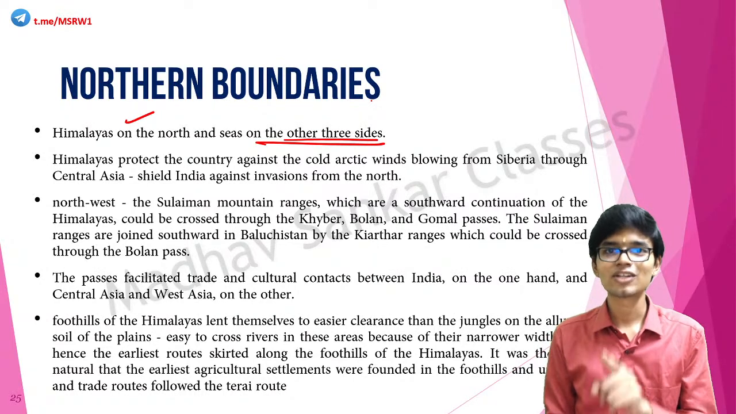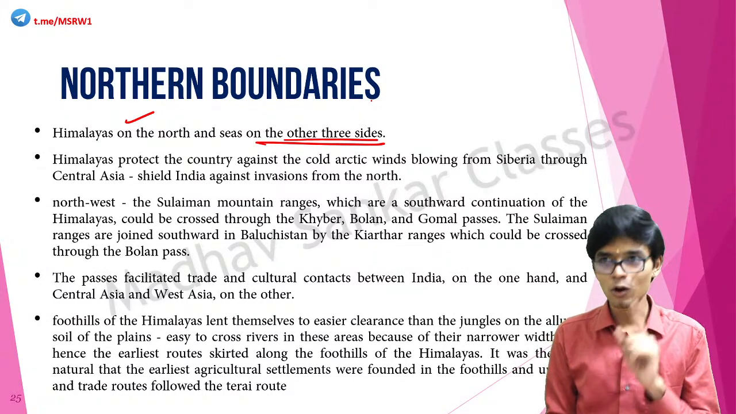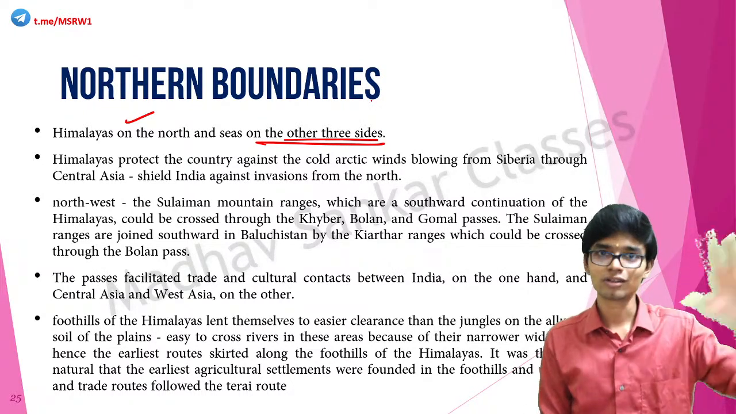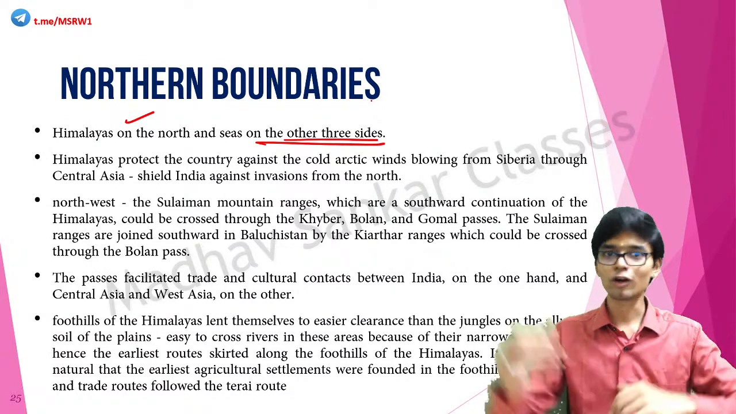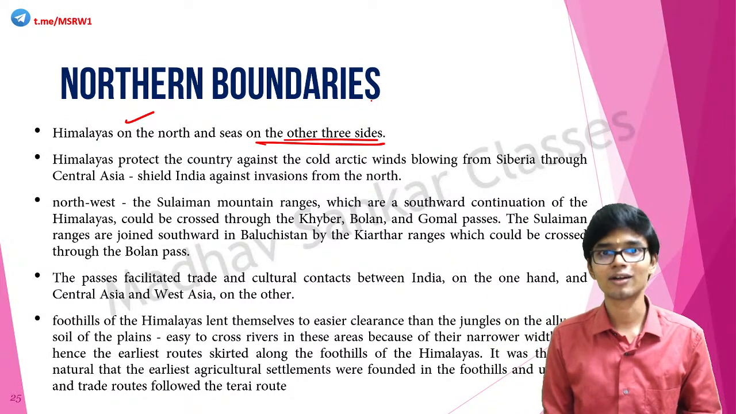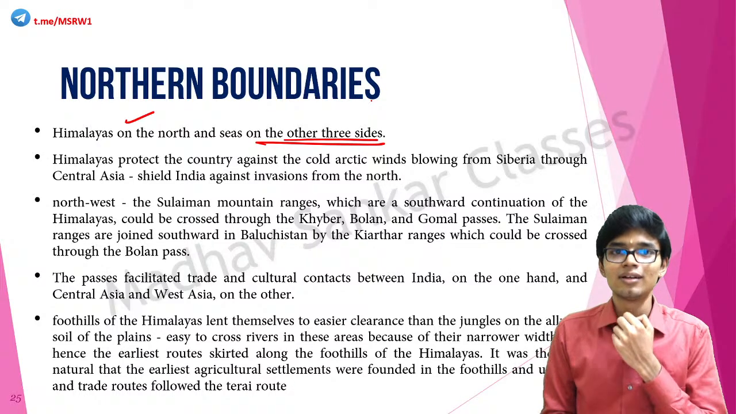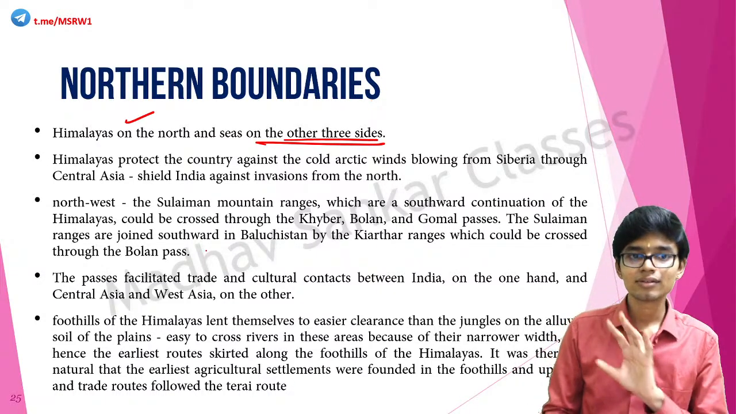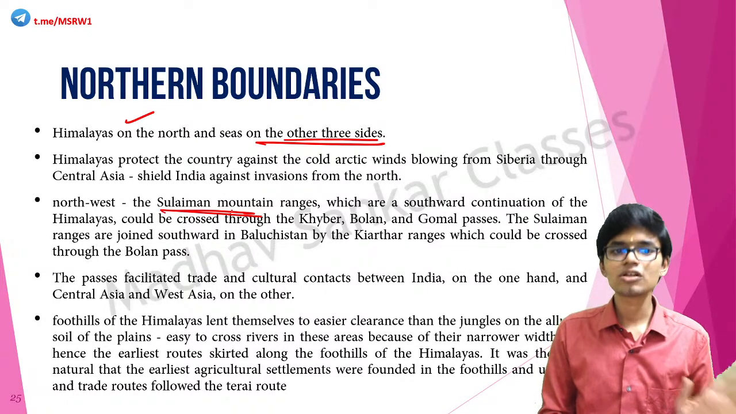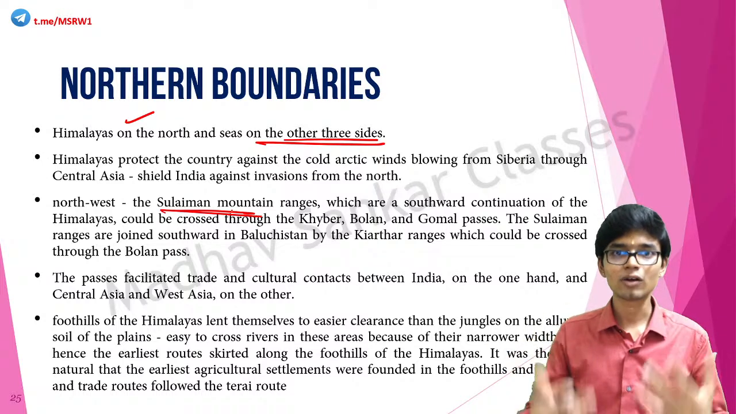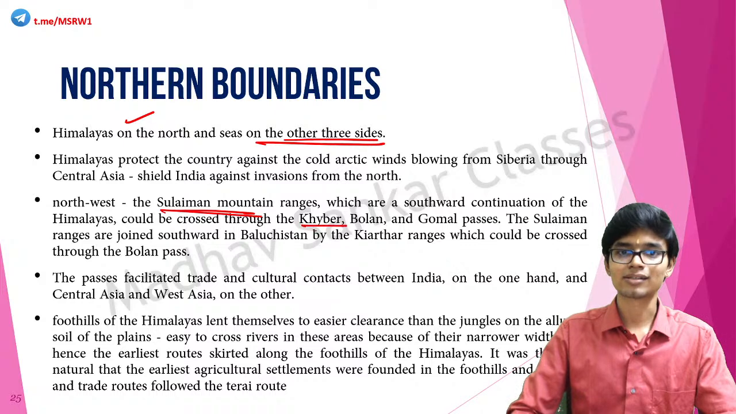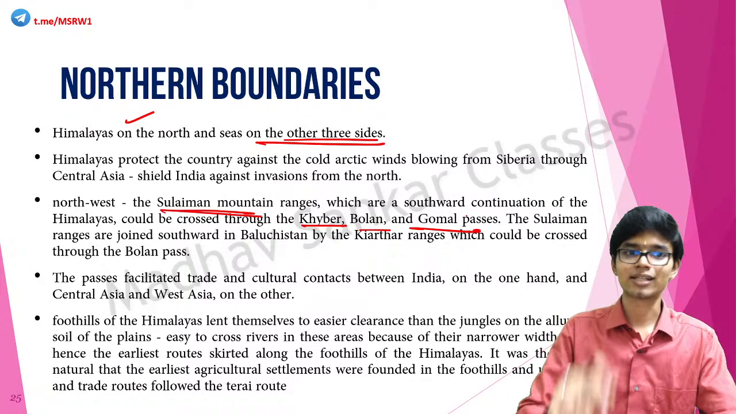We talked about this when we studied medieval India. All those medieval invasions arrived via the northwestern portion of India and not through the northeast. Why? Because the Himalayas act as a natural barrier which is very hard to surmount. Towards the northwest we have the Suleiman mountain ranges. It is a southward continuation of the Himalayas, but it is surmountable. Why? Because there are plenty of passes there, for example the Khyber Pass, Bolan Pass, Gomal Pass, etc.